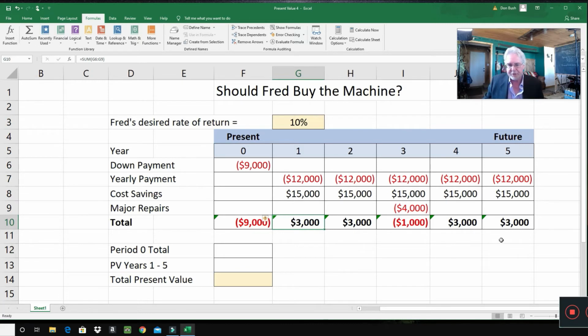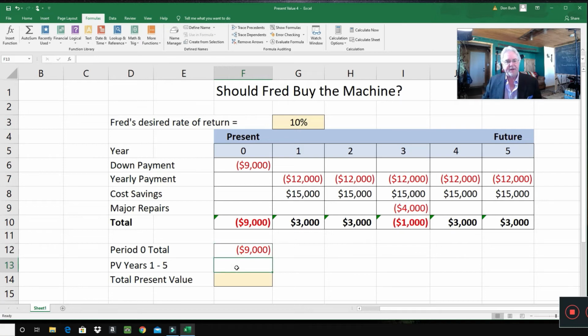So what we want to do is find the present value and see if this is a good buy. See if Fred is going to make his 10% return. So here's what we do, folks. It's very easy. We want the period 0 total, and all we're going to do is go up here and copy it down. Now this period 0 here, or time 0, this is the present. This is the current time, and we do not need to find the present value because it already is at the present. So don't do anything with that 9,000.